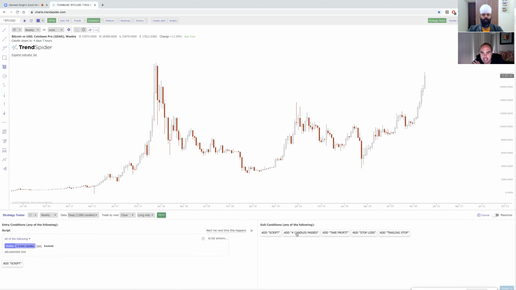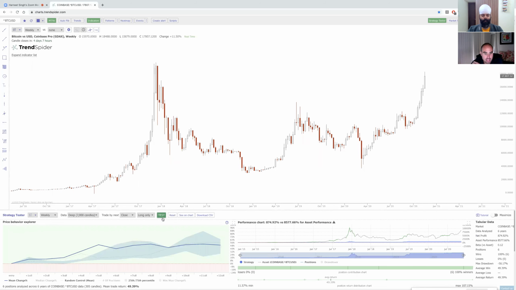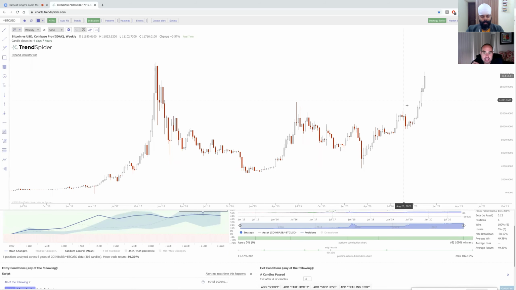And let's add number of candles have passed. What's the return after, let's say, 12 weeks? So that's about 3 months. So we go and test this out, and we'll see, even though we've got 6 green candles in a row, within 12 weeks, Bitcoin on average goes up another 50%. So that is definitely something to consider with Bitcoin.